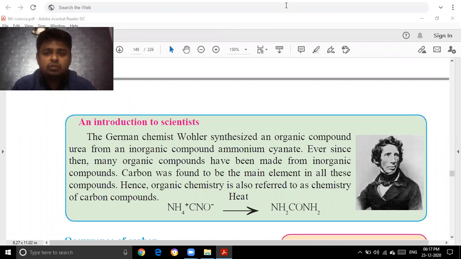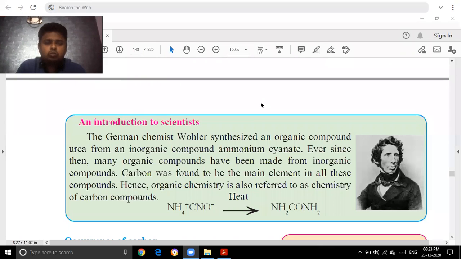Okay, so German scientist Wohler synthesized an organic compound urea from an inorganic compound ammonium cyanate. Now, German scientists are very, very famous for their discoveries. Many of the German scientists have got Nobel Prize.